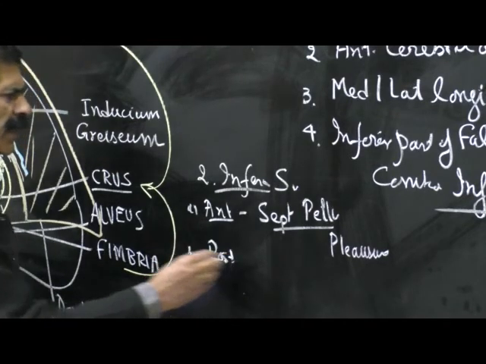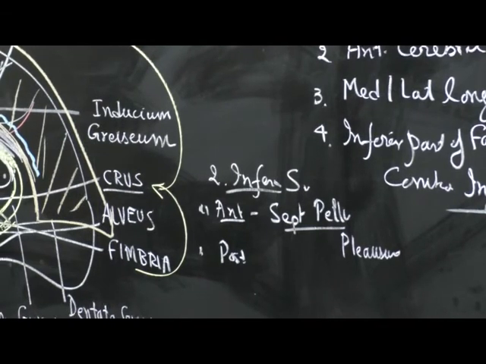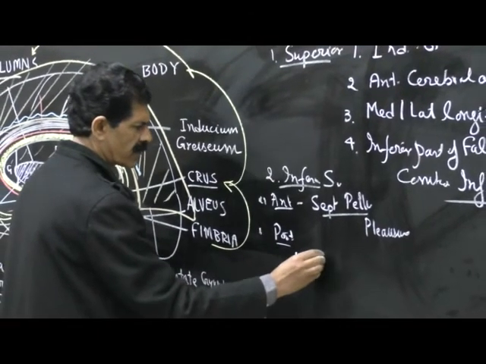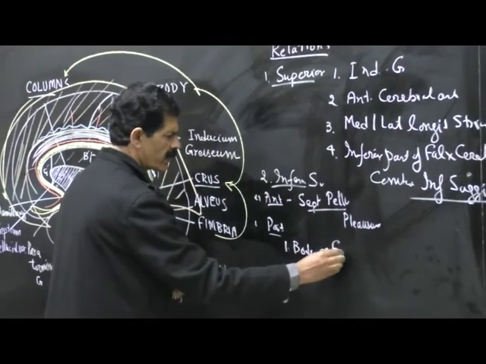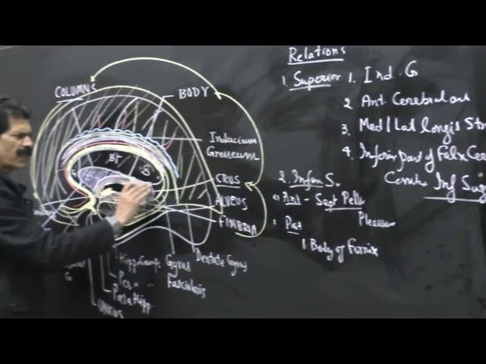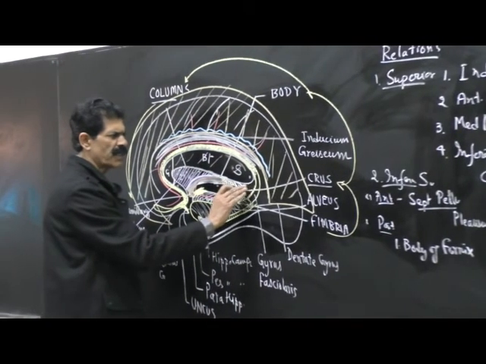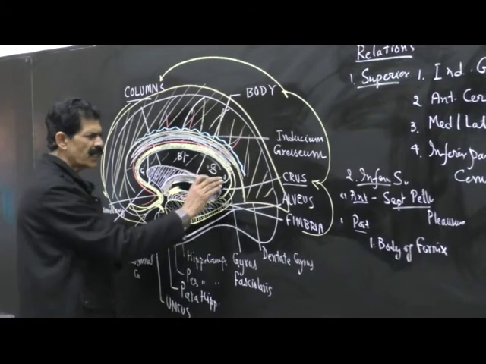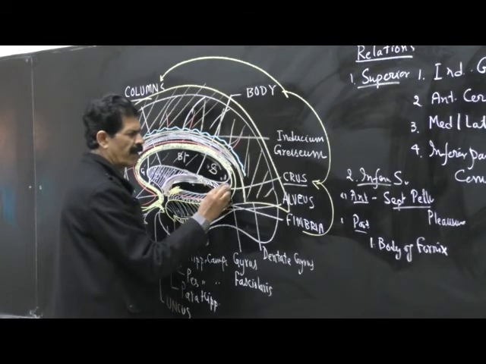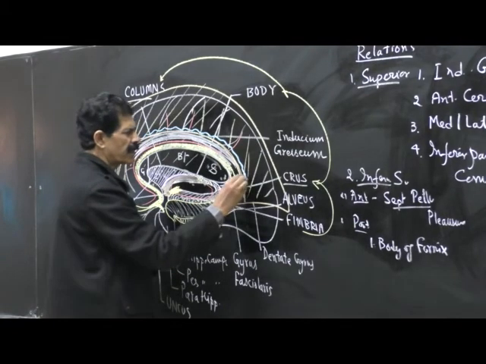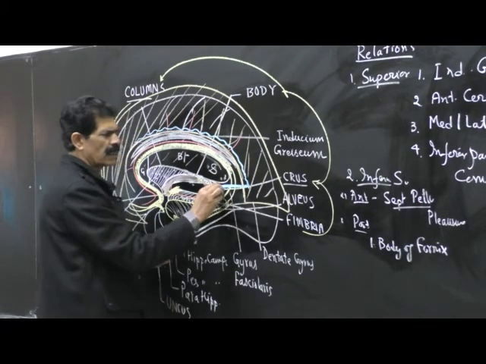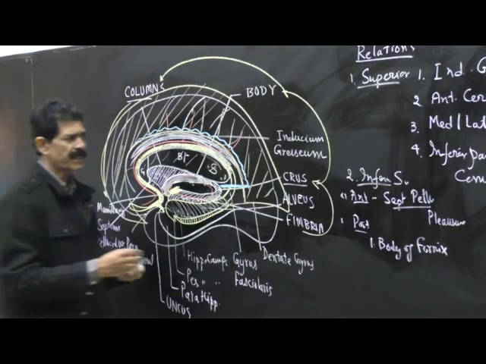Posteriorly, the undersurface or inferior surface of the corpus callosum is related to, number one, what is touching here? The body of the fornix. Then, if we go posteriorly, the undersurface of the corpus callosum is free. It is called the splenium. Just below the splenium, what lies? A vein which connects to the inferior sagittal sinus. This vein is called the great cerebral vein.